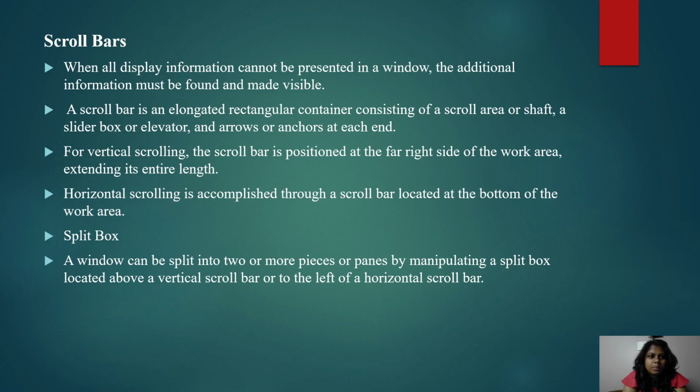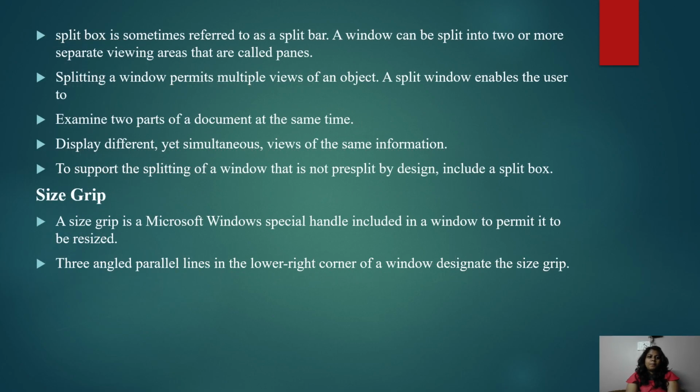Next, we have the split box. A wide window can be split into two or more pieces or panels by manipulating a split box located above a vertical scroll bar or to the left of a horizontal scroll bar. A split box is sometimes referred to as a split bar. A window can be split into two or more separate viewing areas called panes. Splitting a window permits multiple views of an object.